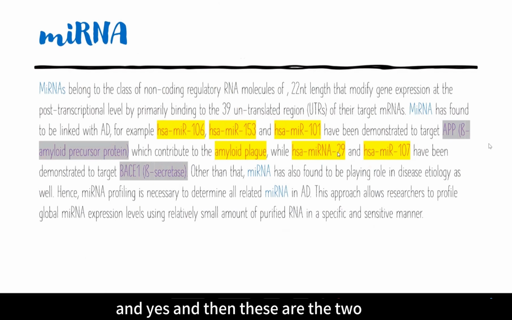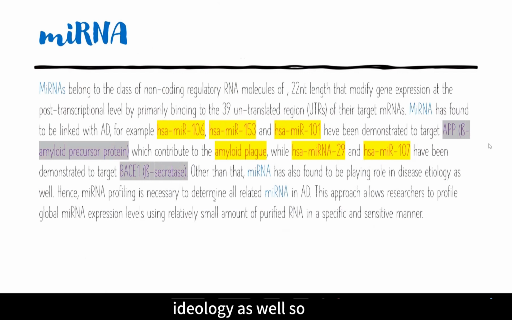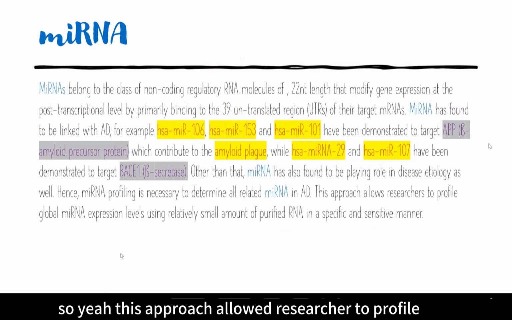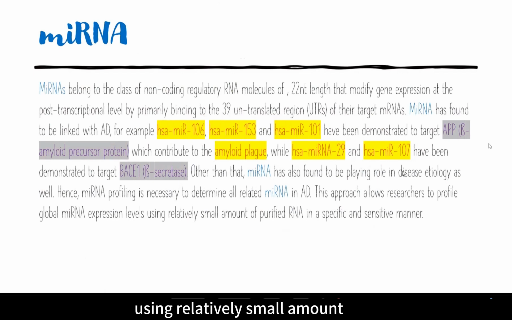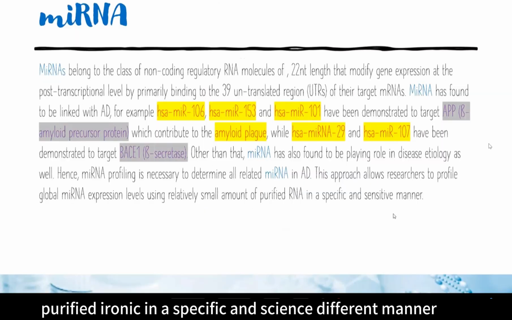And these other two have been demonstrated to target BACE1, the beta secretase, which splices the beta amyloid precursor protein into a functional protein. Other than that, microRNA has been found to play a role in disease etiology as well. So microRNA profiling is necessary to determine all AD-related microRNA. This approach allows researchers to profile global microRNA expression levels using a relatively small amount of purified RNA in a specific and sensitive manner.